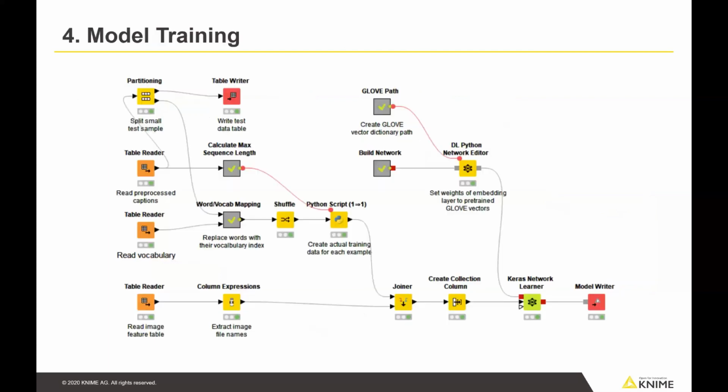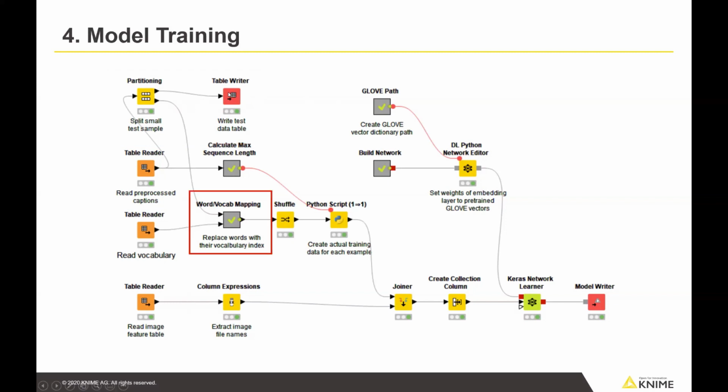Now, after we are done with all the pre-processing parts, we can continue with the model training, and the corresponding workflow looks like this. We will go through it step by step, starting on the left. Here we have a bunch of table reader nodes where we read in all the data which we just created. On top, we read in the pre-processed captions, the vocabulary, and our extracted image features. Then we split off a tiny part of the data that we can use for testing, and write this to disk.